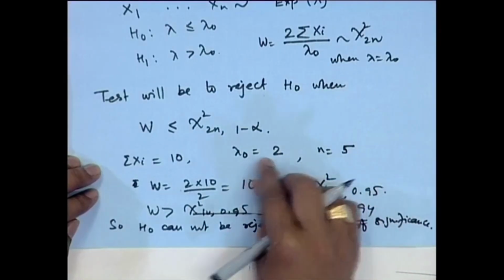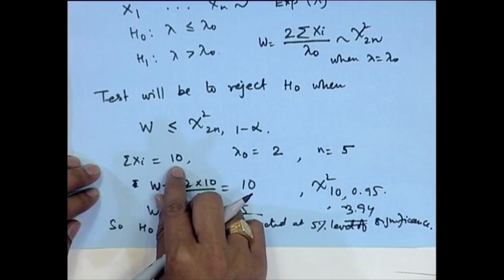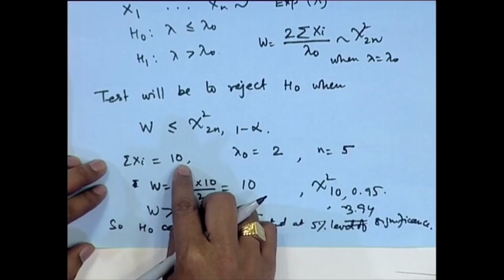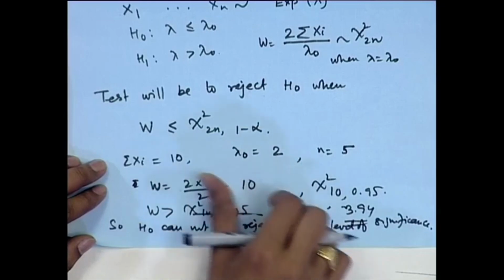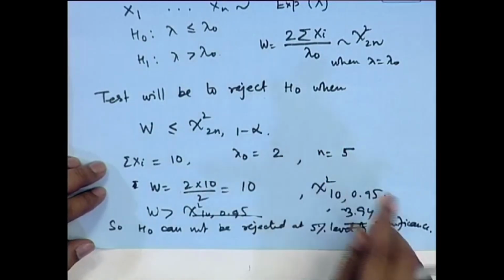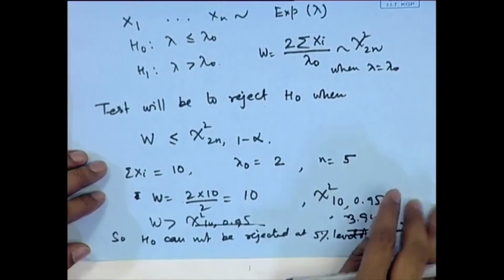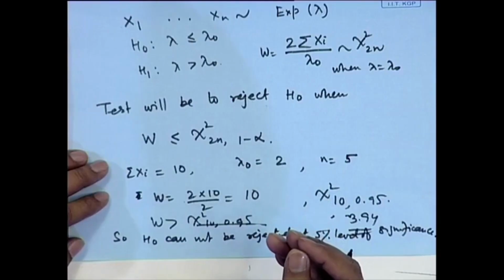Here lambda naught is 2, and if I am considering a natural estimator for 1 by lambda, that will be equal to x bar, that is equal to 2. So, that value is not significantly different from this. So, we are testing whether this is less or not. So, then that is not supported by the data here.